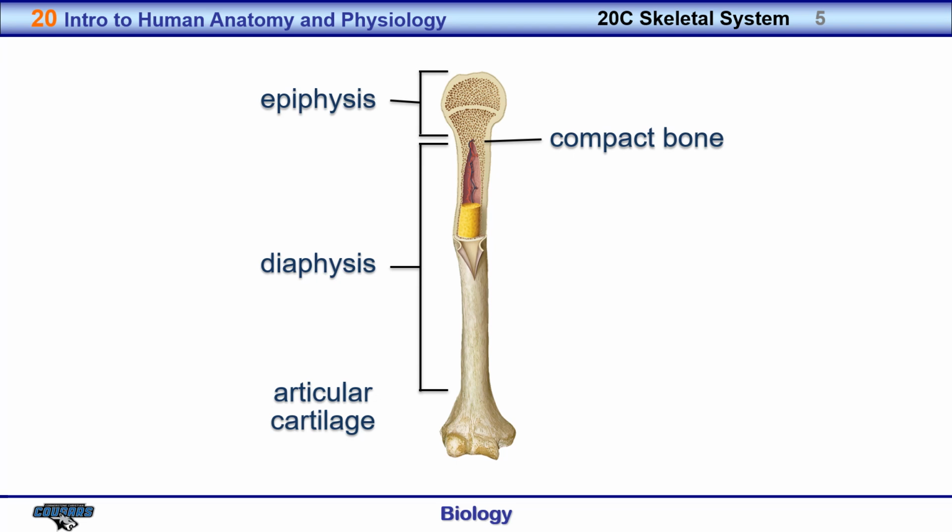And the epiphysis, the ends of the bone, as you can see in the diagram, are made up of spongy bone. It's a lot more hollow space inside of there that's not made out of bone. So we have this compact bone on the outside and the spongy bone on the inside, and that's just in the epiphysis. Along the diaphysis, it's just compact bone.